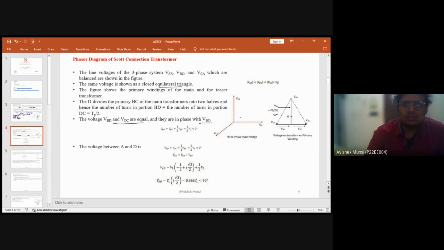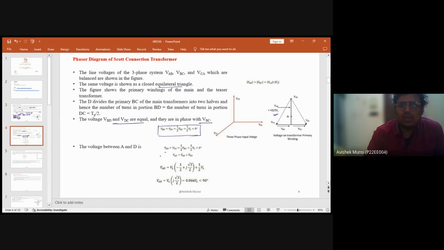Okay. Both the transformers, single phase, are trying to be in phase with the three phase. That's why VBD equals VDC, you can write it as half of VBC from the law of triangle, right? Now, if you consider this equation, the voltage between the A and D terminals, VBD equals VDC, that is half of VBC.